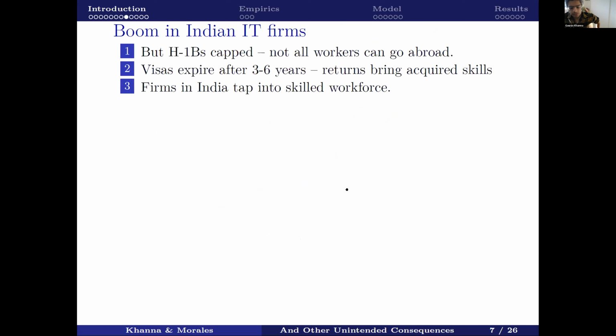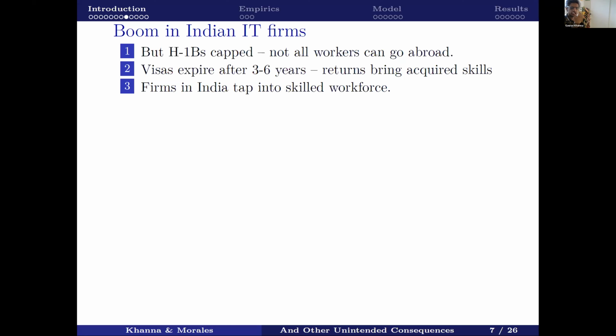But there are some strange features of the high skill immigration program, the H-1B visa program that the US has. The H-1B visa is capped, so there is an annual quota for the number of high skill visas awarded each year. Not all these students in India getting computer science degrees can actually come to the US. A substantial number of them have to stay back in India because they might not win the H-1B visa lottery.